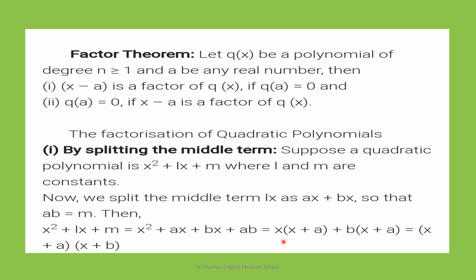From the first two terms, take the common factor x outside. So you will have x plus a multiplied by x, plus from the last two terms you will have b multiplied by x plus a. So x plus a is common in both the terms. So you will have x plus a multiplied by x plus b.